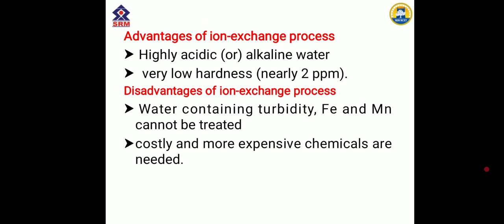Advantages of the ion exchange process. Here the highly acidic or alkaline water can be treated by this process. The water obtained by this process will have very low hardness. And the disadvantages of the ion exchange process are that water containing turbidity, iron and magnesium cannot be treated, because turbidity reduces the output and iron and magnesium form stable compounds with the resin. Also, the equipment is costly and more expensive chemicals are needed for this purpose.